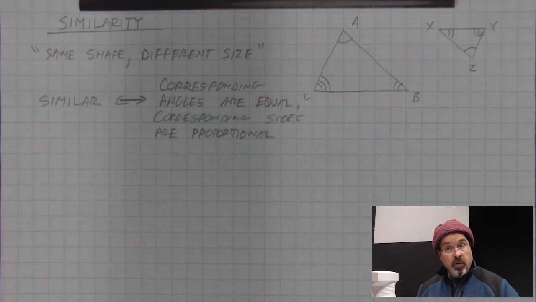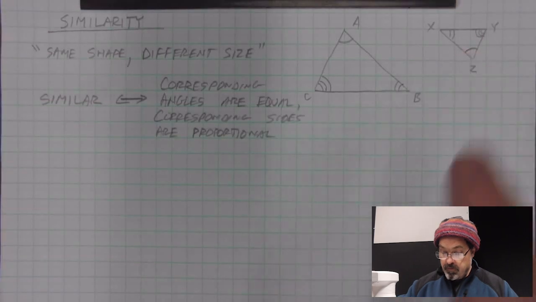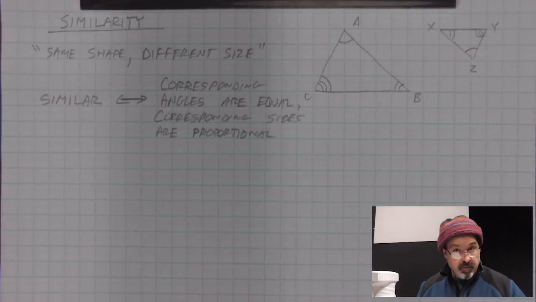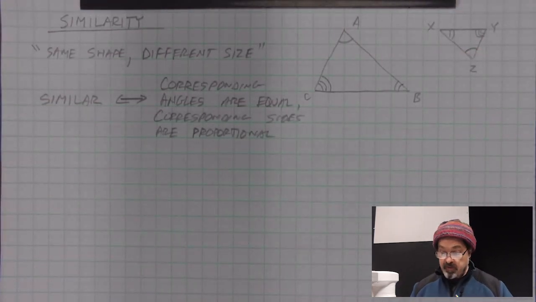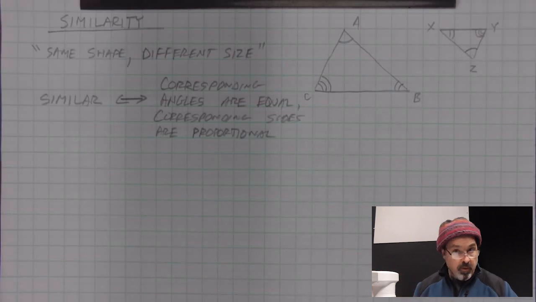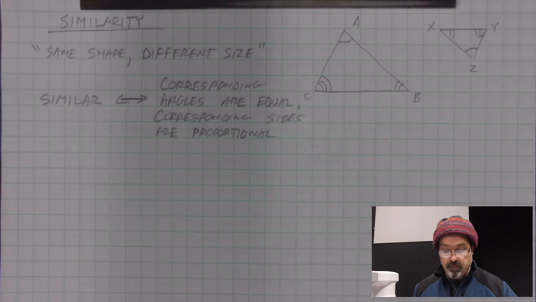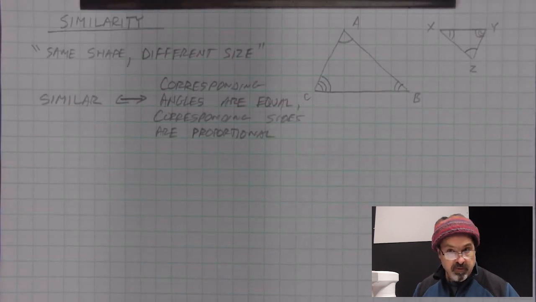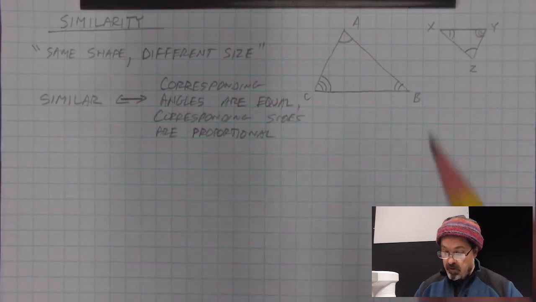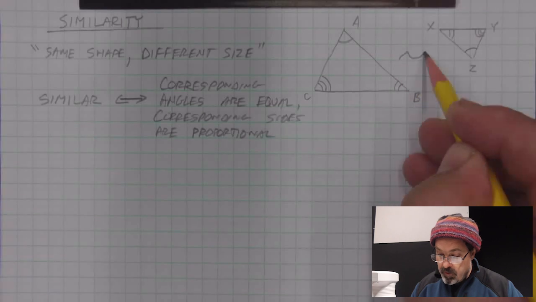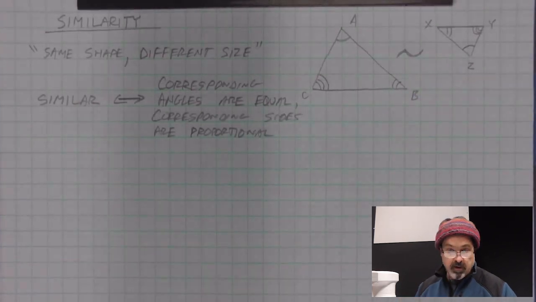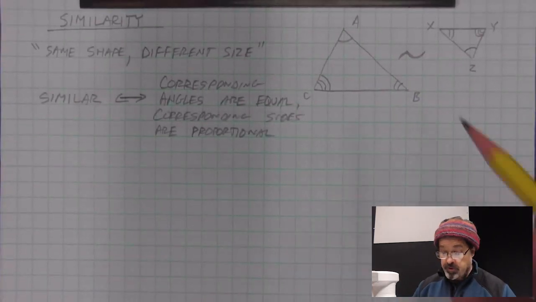They don't have to be oriented in the same way, meaning this triangle, you can think of it as spun upside down. The shapes can be similar, but they don't have to have the same orientation on the page. They just need to have equal corresponding angles and proportional corresponding sides. And if they are similar, we can use the symbol, a tilde, a wavy line, to show the relationship between the shapes.